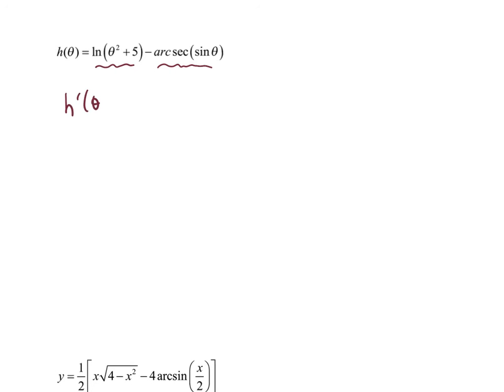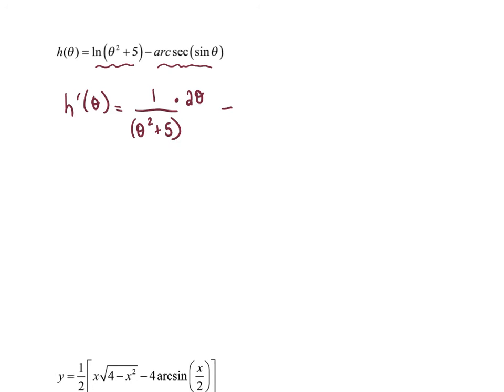So h prime of theta. Remember, when you do the derivative of a log, it's always 1 over whatever's in that log, so 1 over theta squared plus 5. But then the chain rule says we have to multiply by the derivative of theta squared plus 5. So theta is just like a variable, so it's like 2x, 2 theta, 5 goes away. So that's the first part.